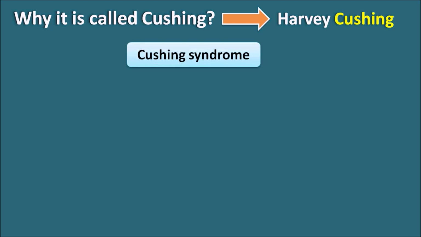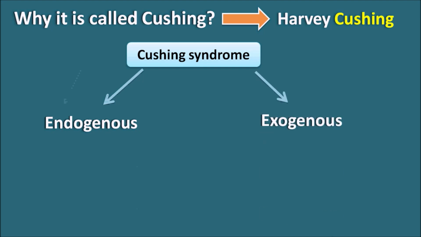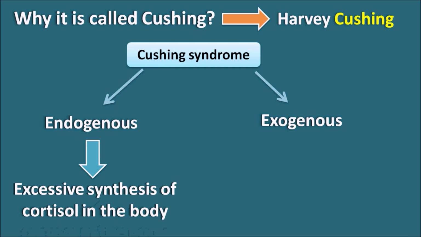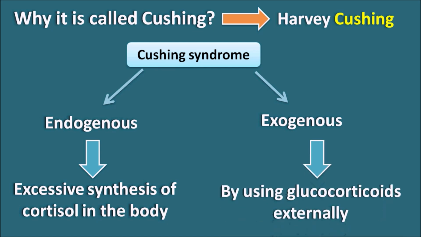Cushing syndrome can be of two types. It may be endogenous or it may be exogenous. Endogenous Cushing syndrome is mainly caused by excessive synthesis of cortisol within the body. On the other hand, exogenous Cushing syndrome is mainly observed with the excessive use of glucocorticoids at a high dose for a longer period. So Harvey Cushing was the first physician to observe exogenous Cushing syndrome in patients who were treated with a high dose of glucocorticoids for a longer period.